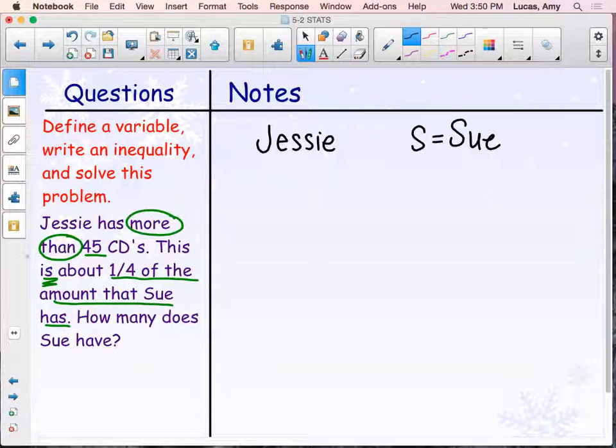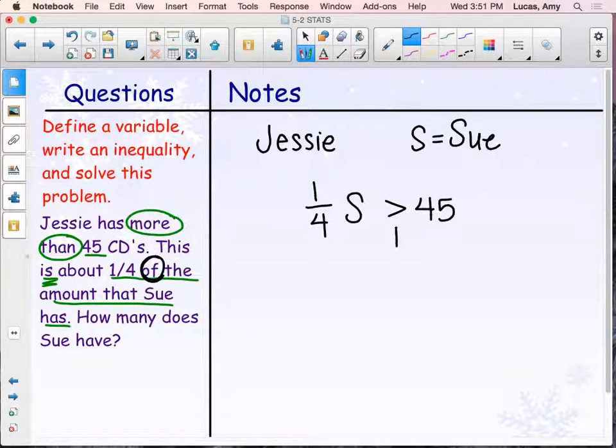So Jessie has more than 45 CDs. More than would be greater than, so she has more than 45 CDs. This is about 1/4 of the amount that Sue has. So 1/4 of, the word of means multiplication. So 1/4 of the amount Sue has. So I'm going to multiply those together, and we'll see if this makes sense. So Jessie has more than 45 CDs. This is about 1/4 of the amount Sue has.